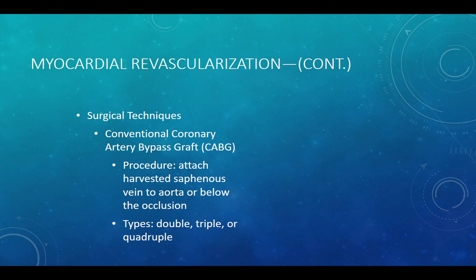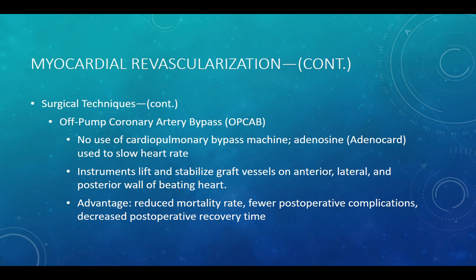Surgical techniques: there's the conventional coronary artery bypass graft. That's what most people are used to having. Procedure: they attach harvested saphenous veins to the aorta or below the occlusion. Types: you can do doubles, triples, quadruples. The most I've seen is 5 bypasses off of one surgical technique. But they're really long surgeries and very skill dependent upon the surgeon.